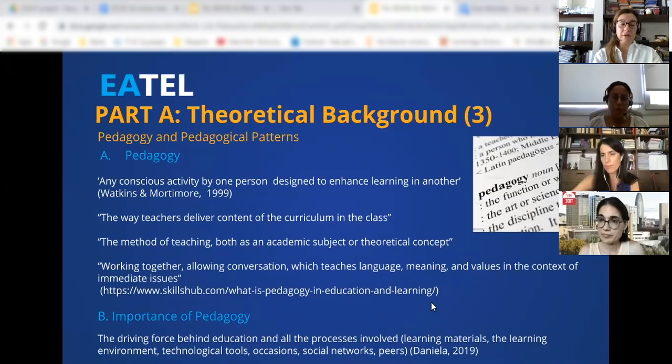Now, pedagogy is very important in education, and we could claim that there is interdependence between pedagogy and education. And according to Daniela, pedagogy is the driving force behind education and all the processes involved. That is learning materials, the learning environment, technical tools, occasions, social networks, and peers. And in the center of all these processes lies the student. Now, teachers use their pedagogical knowledge in order to organize the learning process. And this pedagogical knowledge and expertise that the teachers gain helps them in the formulation of different pedagogical patterns.